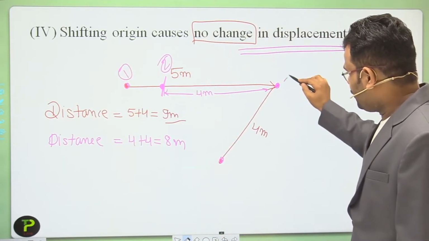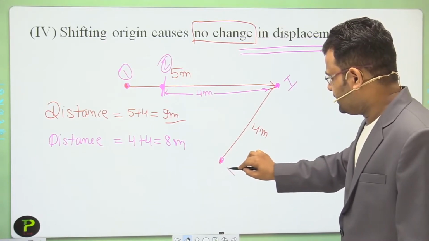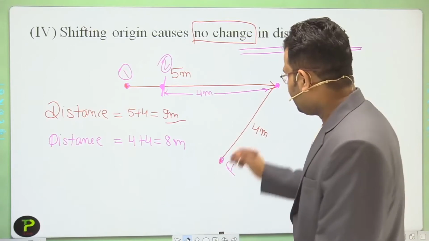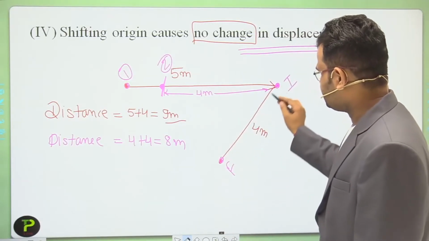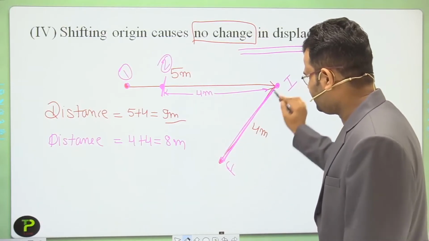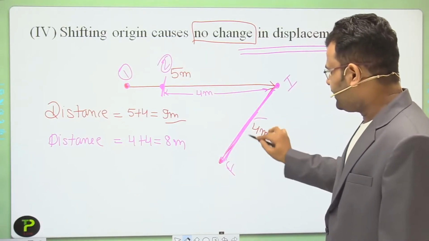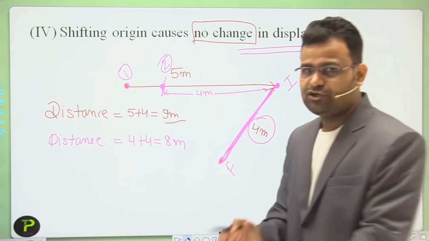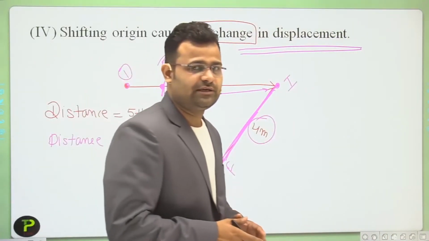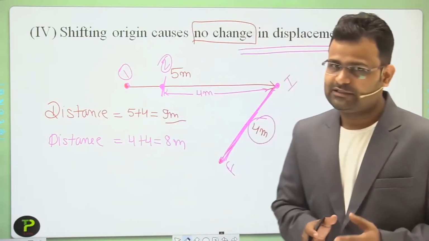The displacement of that position, between the initial and final position, we mark I and F for initial and final. In both conditions, displacement is 4 meter, because displacement is a straight line between the initial and final position. So 4 meter does not change, dear students. There is no change in displacement. Okay, if you change the origin, there is no change in displacement.